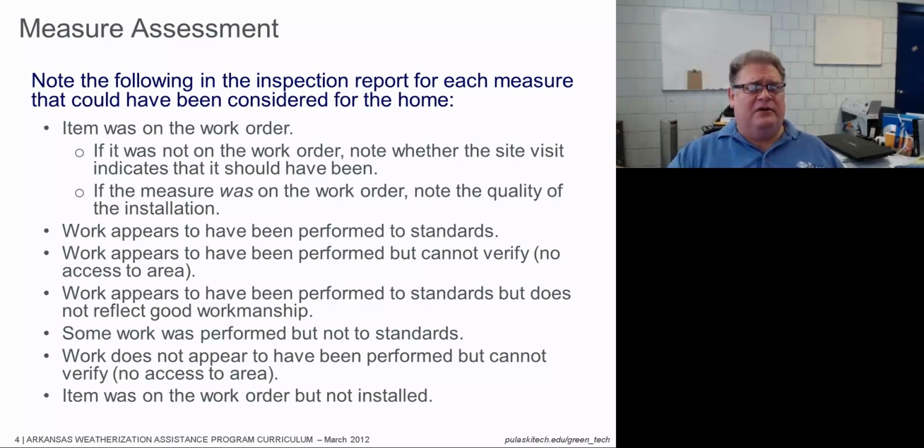Oh, sorry about that. Okay, so you want to look in the inspection report for each measure that could have been considered for the home. You want to see that, first of all, the item was on the work order. If it's not on the work order, you want to know whether your site visit shows that it should have been. As a result of you going out there and taking a look, does it really need to be on the work order? And then if the measure is on the work order, figure out how good a job they've done with it.